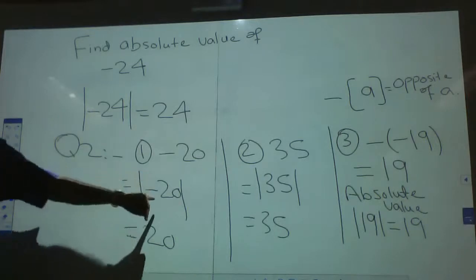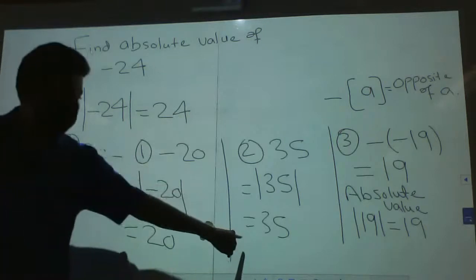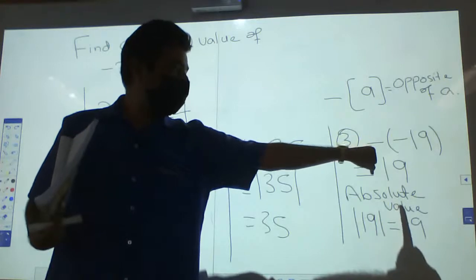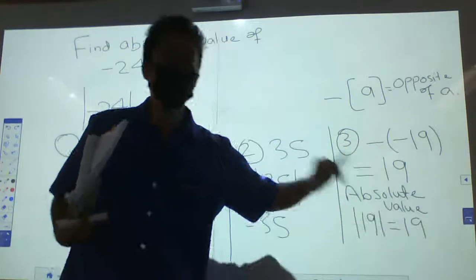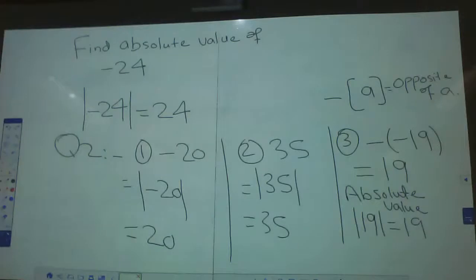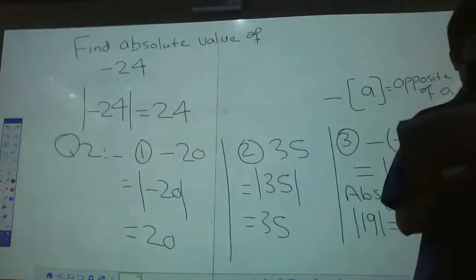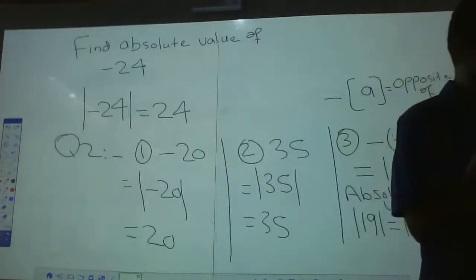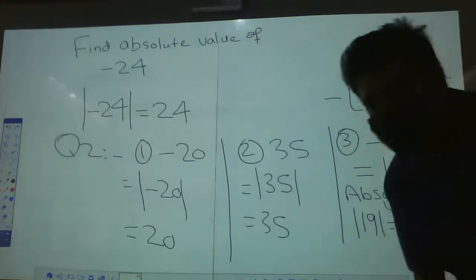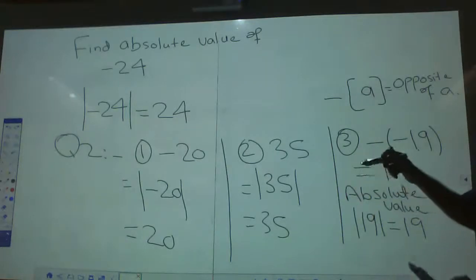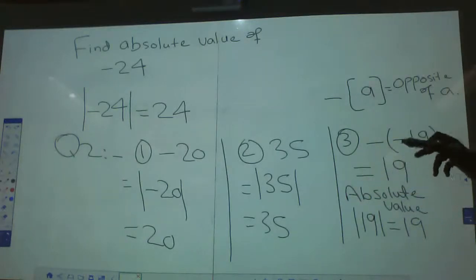Question number 1, simply it is in the absolute. Number 2, put the absolute. Number 3, first we will find the opposite value, because of the minus. Next, we will find the absolute, right? Okay, so these are all here. Those who are watching live, please do this one also, because we have some homework after this one as well.